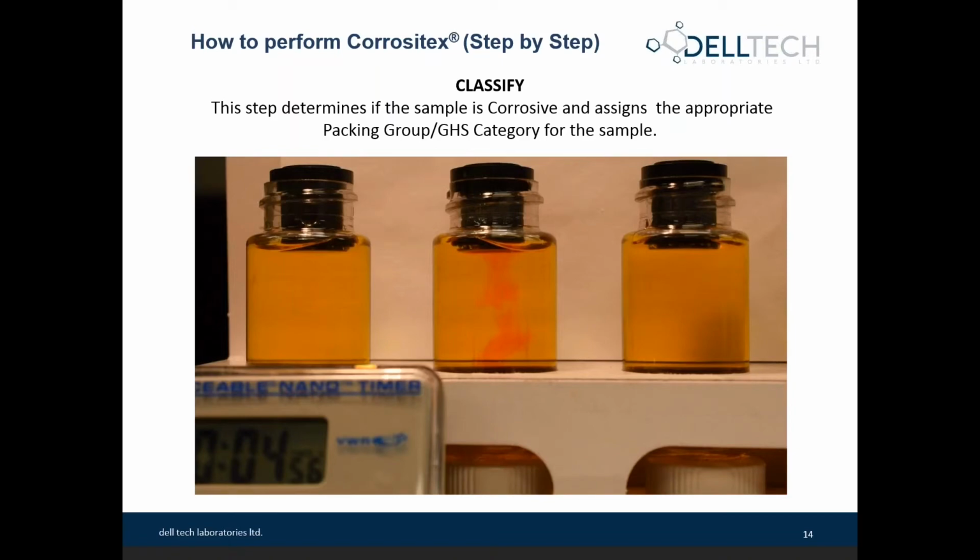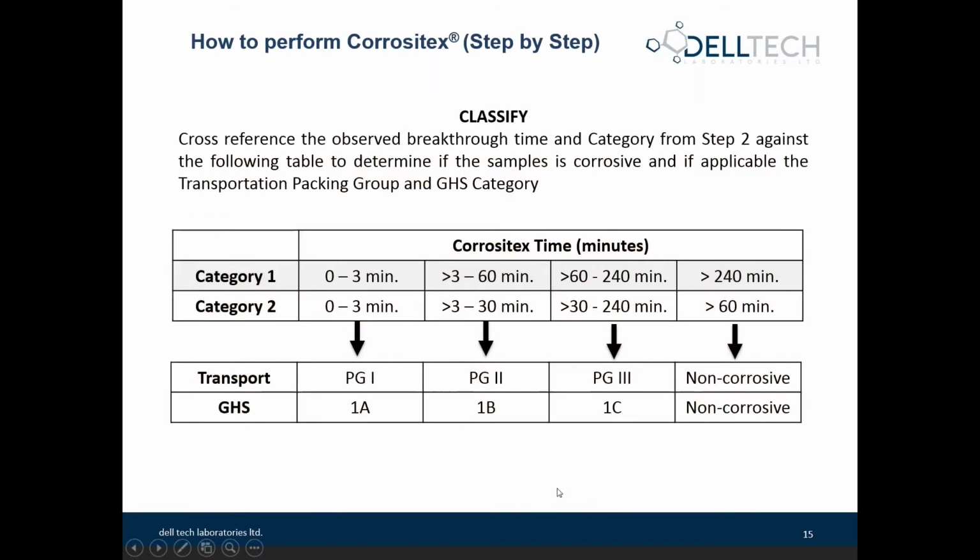This sample that we tested here was also that highly colored purple sample from slide number 2. So you can see that that intense color of the sample is not interfering with your test. After you perform the test and you've noted your breakthrough times, you would cross-reference your breakthrough time versus the categorization step, whether it was category 1 or 2. And based on those times, you could determine what your DOT transport packing group was or your GHS classification.